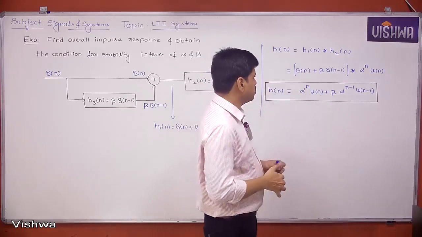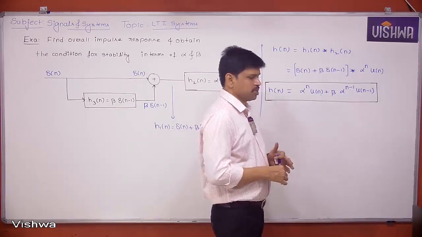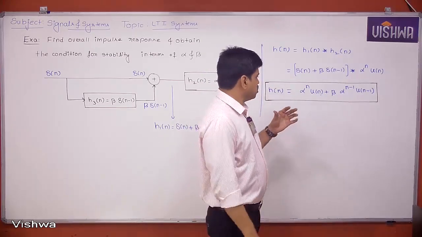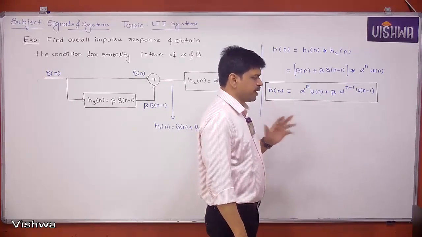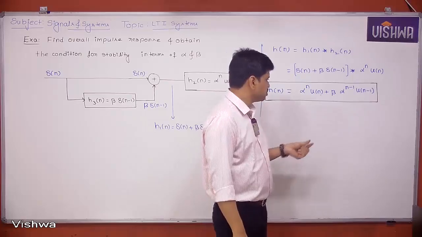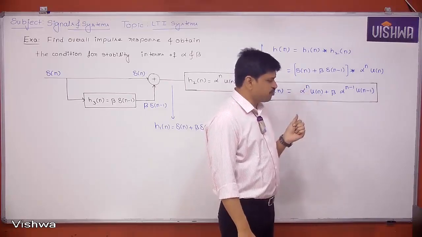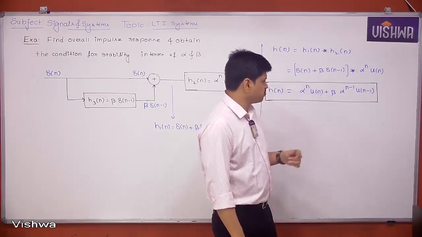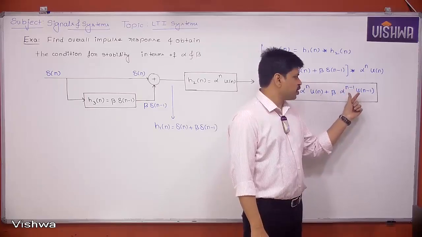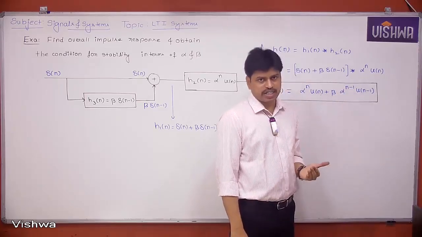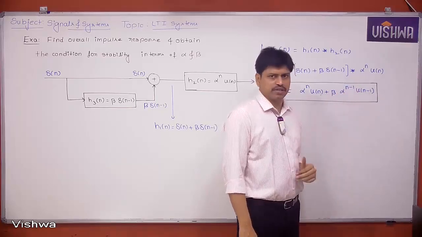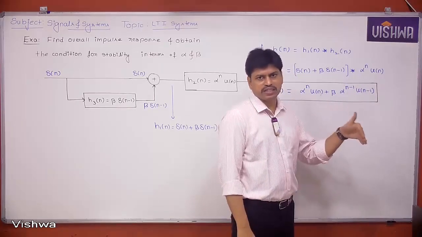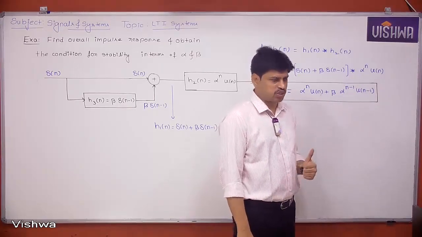Okay. Once we got the overall impulse response, you tell me: to make the system stable, what is the condition on alpha and beta? First understand alpha power n u of n, which is a right-sided exponential. Alpha power n minus 1 u of n minus 1 is also a right-sided exponential. Why? Because it is starting at 1 and ending at infinity. So definitely it is a right-sided exponential only.